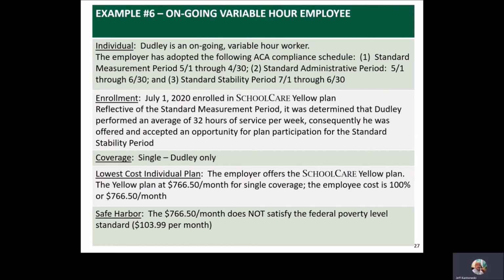His coverage is single, and the employer offers the School Care Yellow Plan. The yellow plan is $766.50 per month for single coverage. The employee cost share is 100%. Clearly, the $766.50 per month does not satisfy the federal poverty line safe harbor.